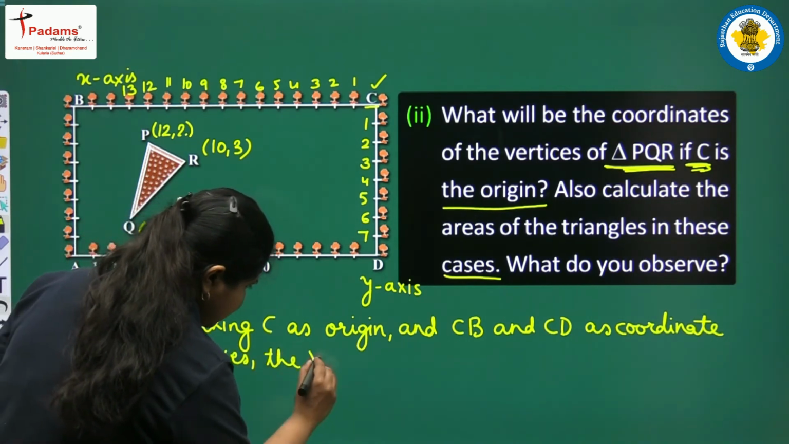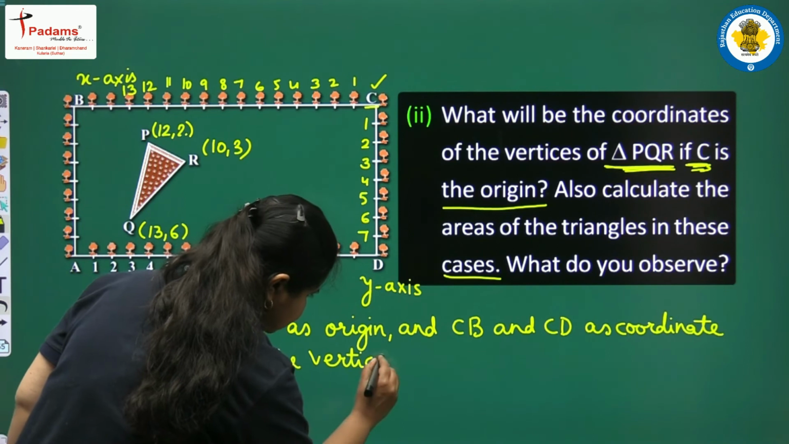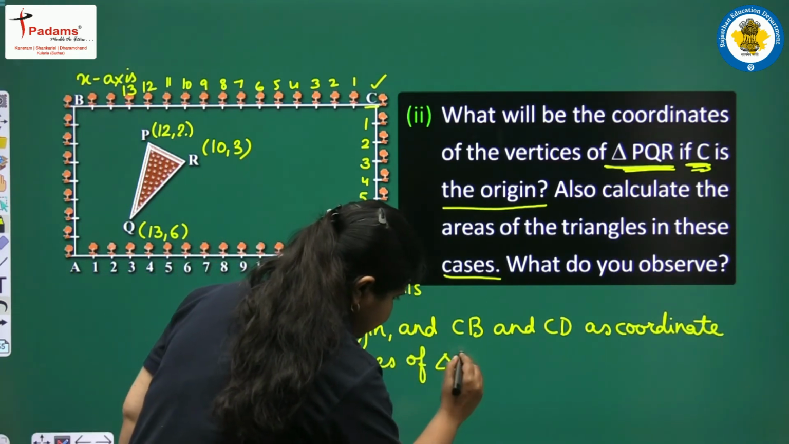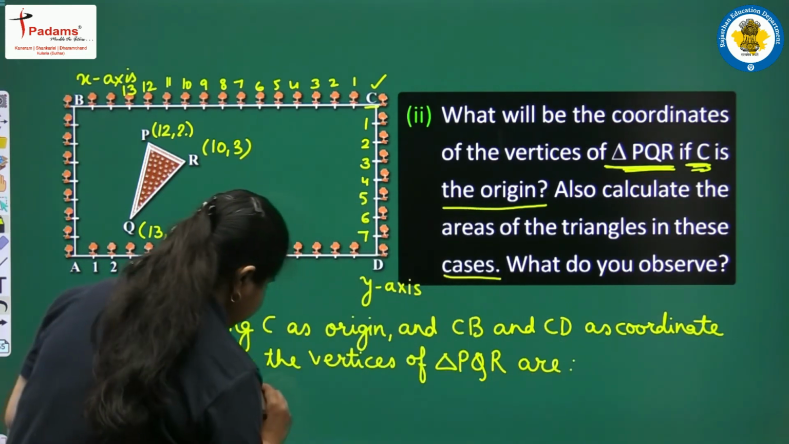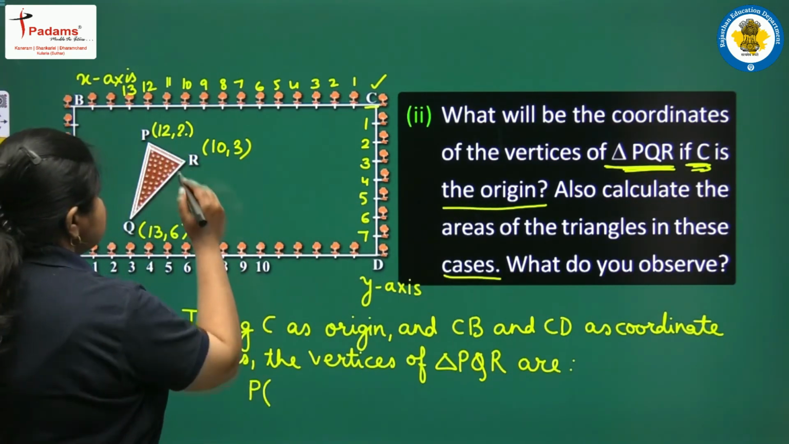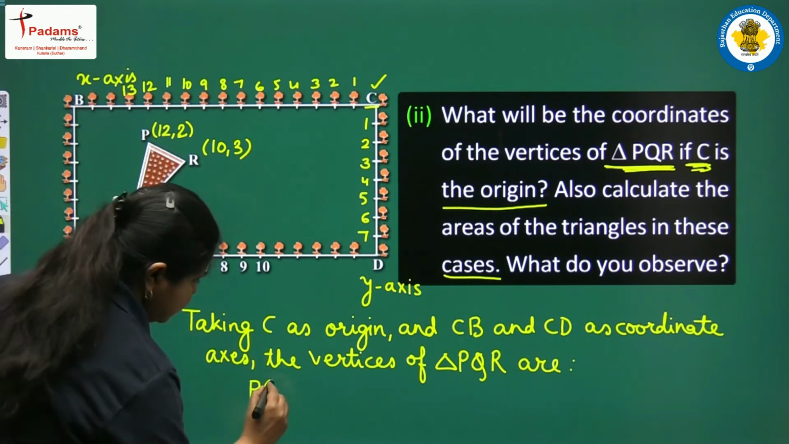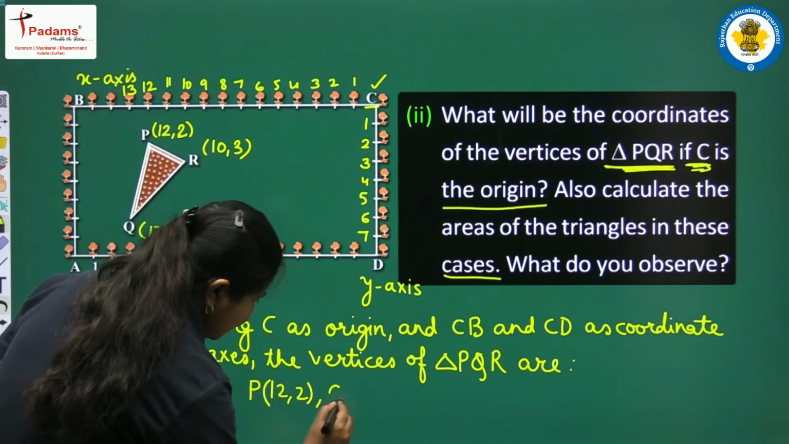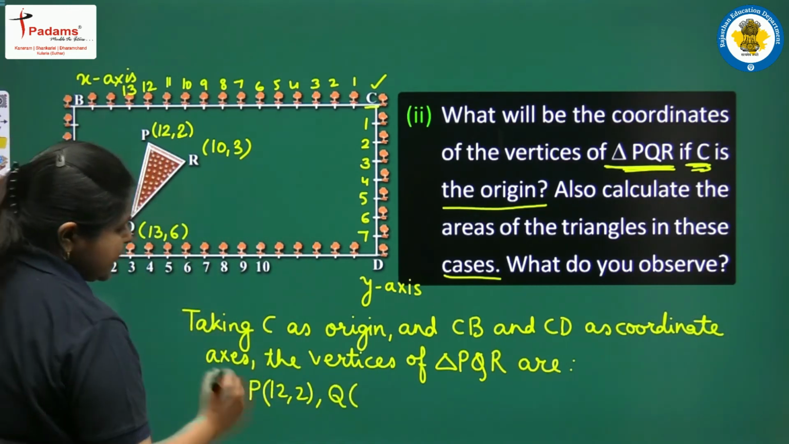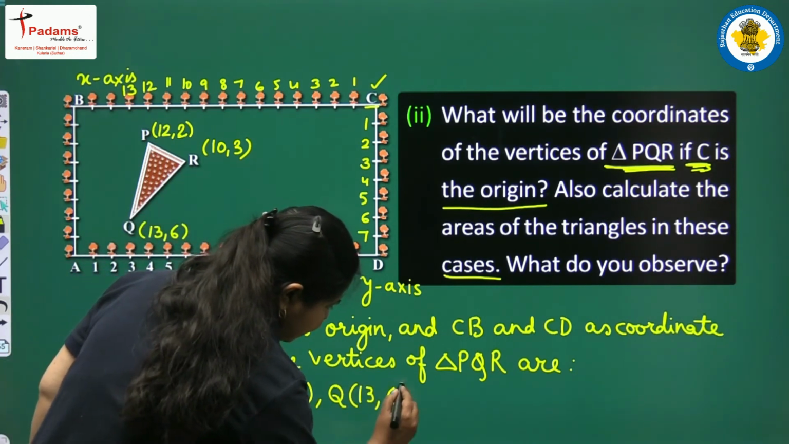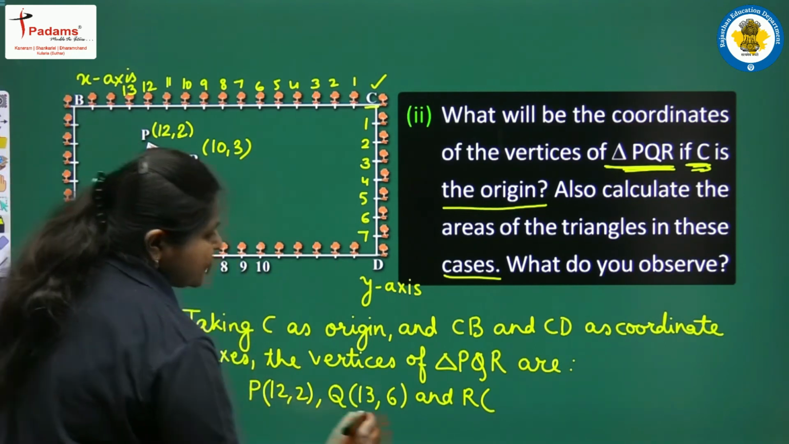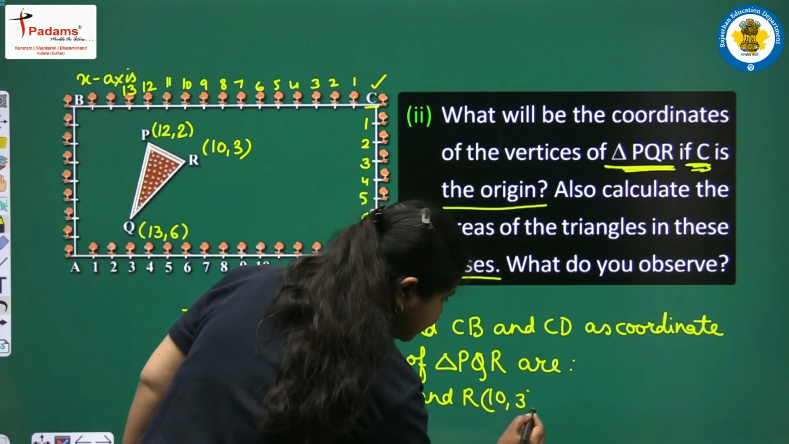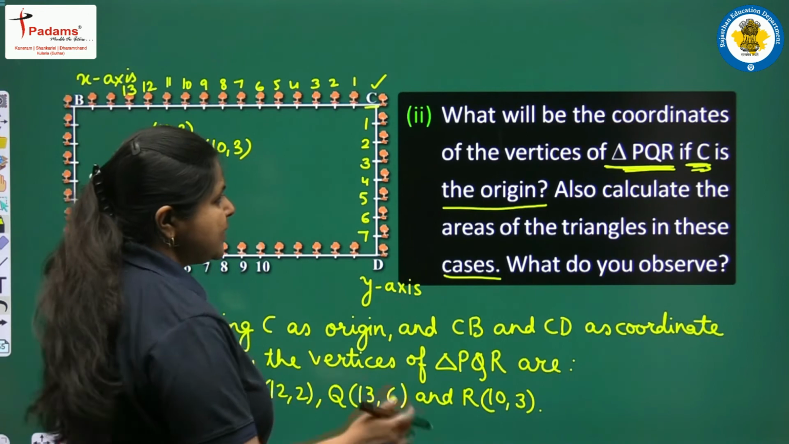The vertices of triangle PQR are P, it is 12, 2, then Q, it is 13, 6, and R, it is 10, 3. Got it? Now what's the next question?